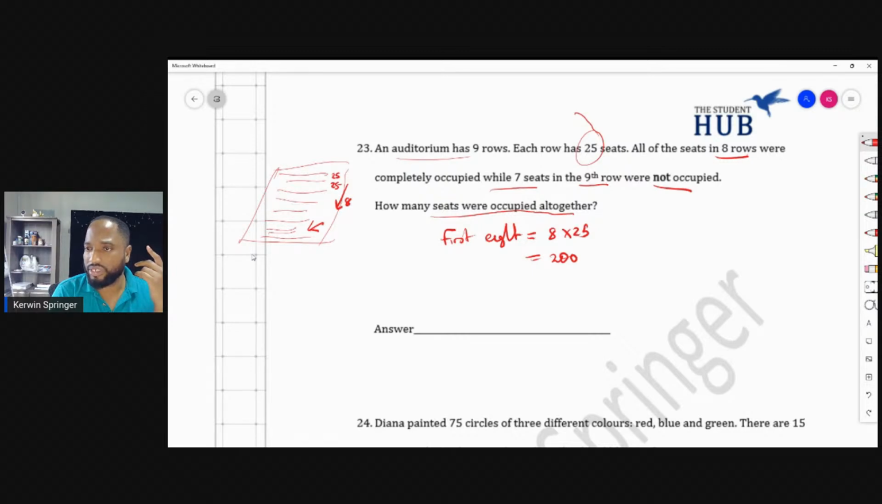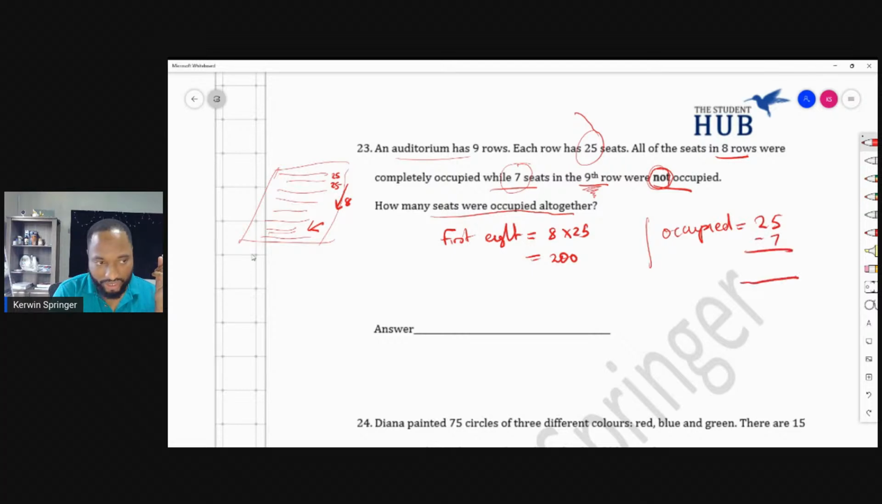But 7 seats in the 9th row were not occupied. This word here is a tricky little word. 7 seats in the 9th row were not occupied. So how many seats were occupied? Occupied was 25 minus 7.